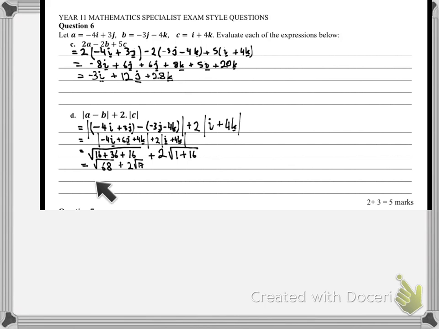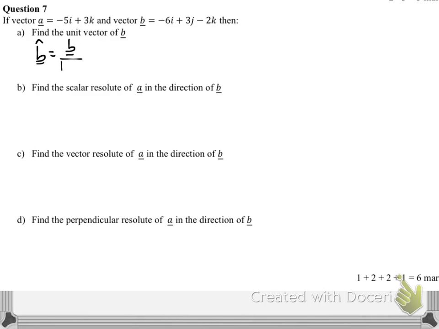We get square root of 68. Now, you have to check, can that third be simplified? Yes, it can. 2√17 plus another 2√17 gives you 4√17. Not bad. Alright. Question 7. Now, if vector A is that and vector B is that, then let's first find the unit vector of B. So we're pretty good at that. It's your B hat equals B divided by the modulus.